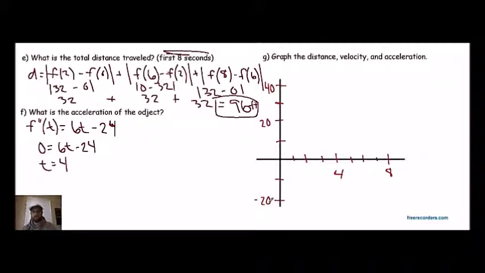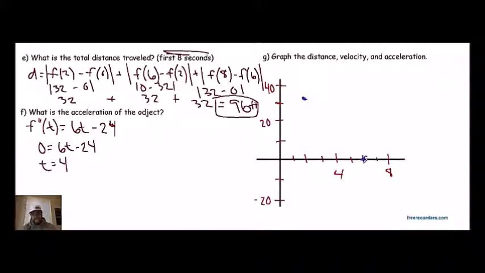So here's a rough sketch graph for us to help us moving forward. So we knew at 2 seconds we were going to have a total distance of 32. So let's call that 32 roughly. Okay. Then we knew after 6 seconds we were going to be back at 0.